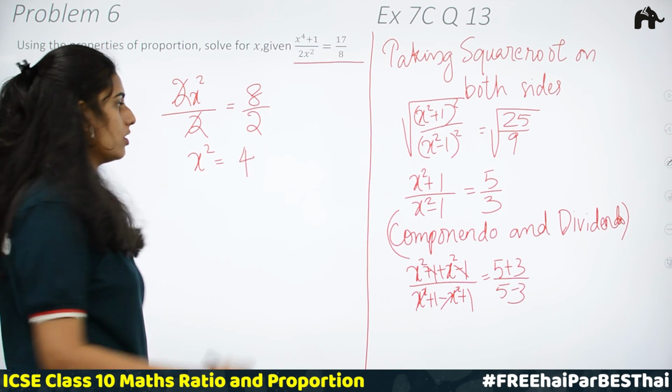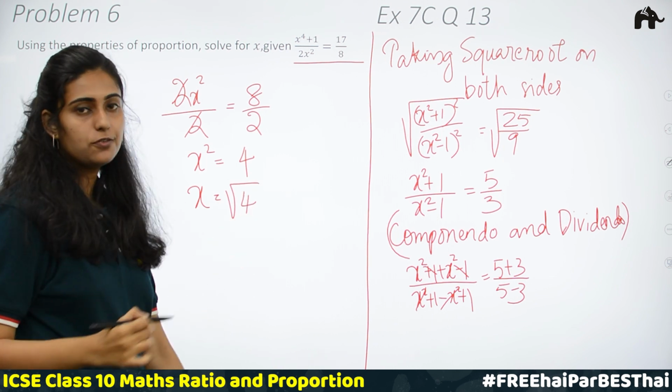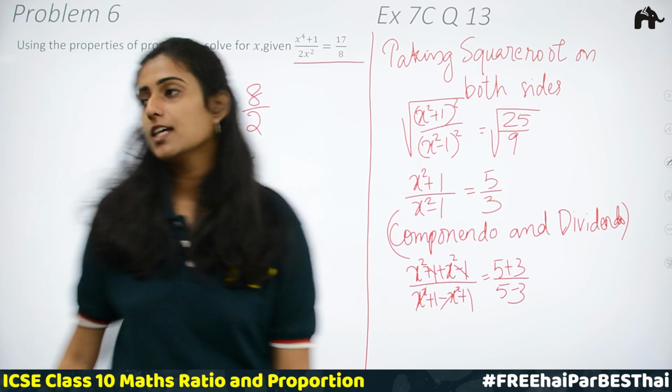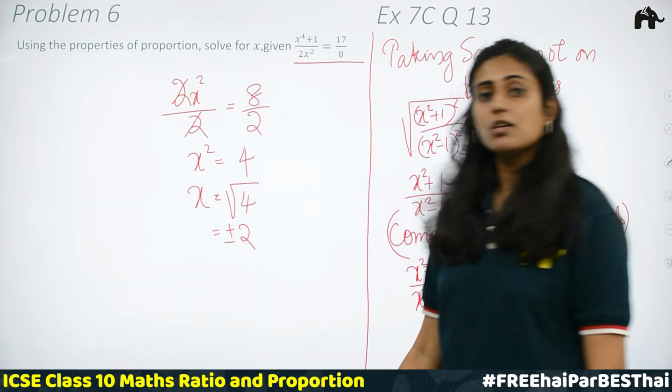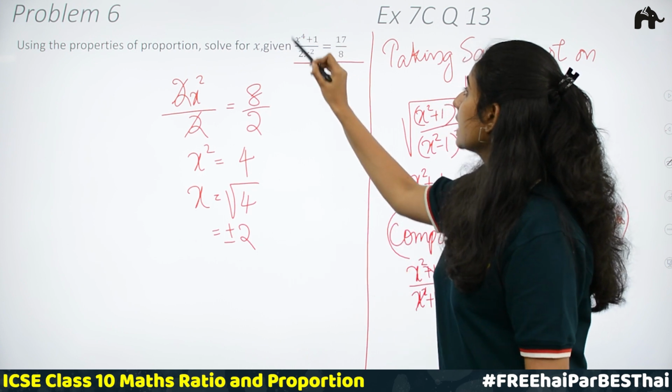8 by 2 is 4. Now, to get x, we have to take the square root of 4. What is the square root of 4? Plus or minus 2. In this case, we can have a minus value because we are taking x raised to 4.